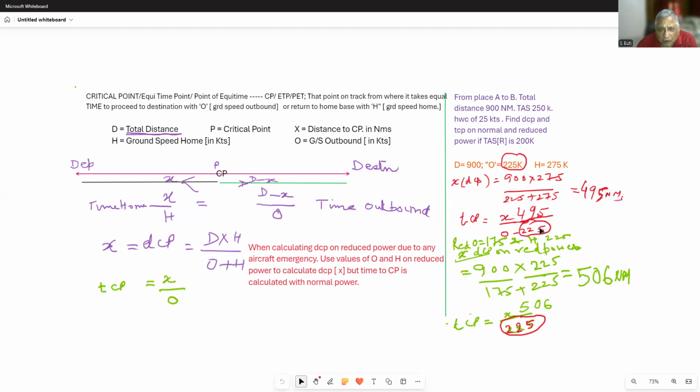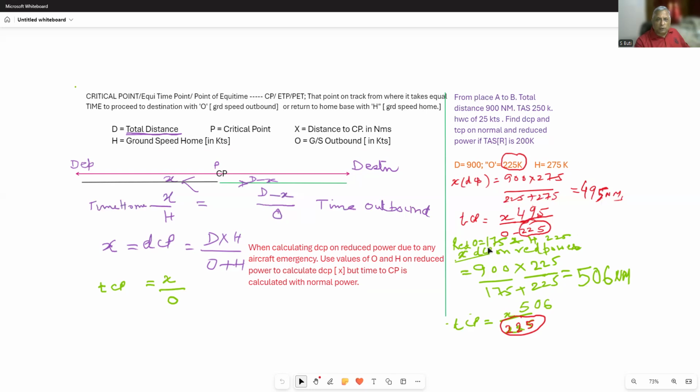This 495 divided by ground speed outbound will give me the time that I will require to cross this point, and if you add this time to your departure time, you will get the ETA over this place, estimated time of arrival. Just note it down. You don't have to note down the entire summary. Just note down that time with you, okay? And just look at the time when there's a problem and you will know, have you crossed it or not?